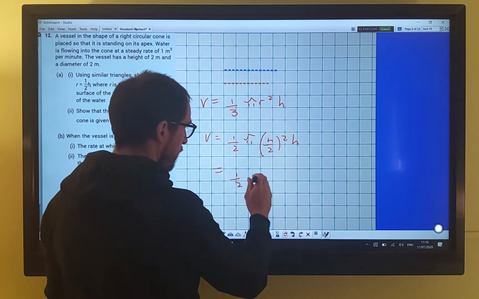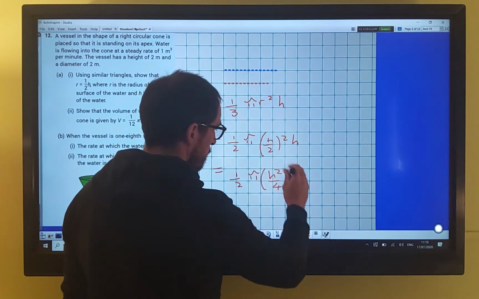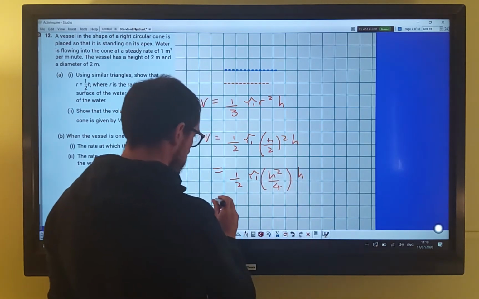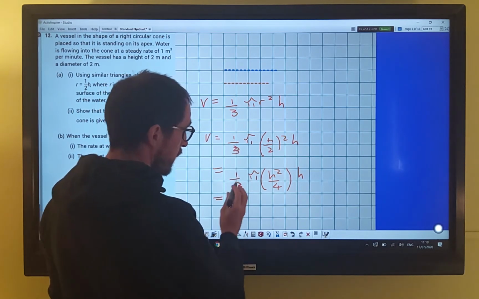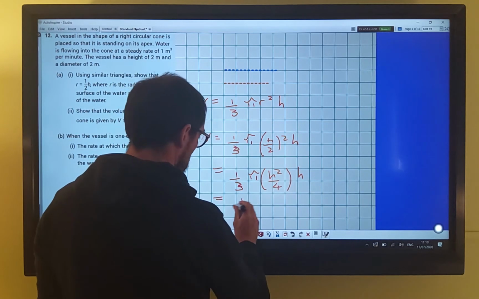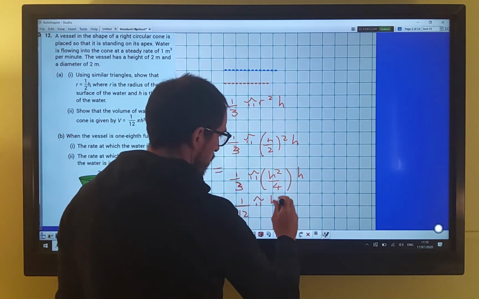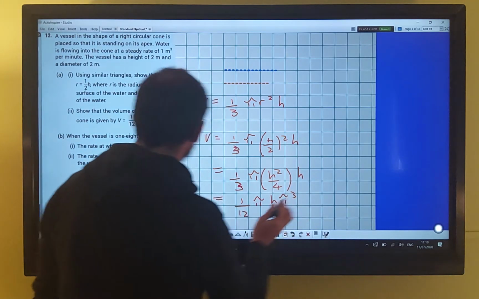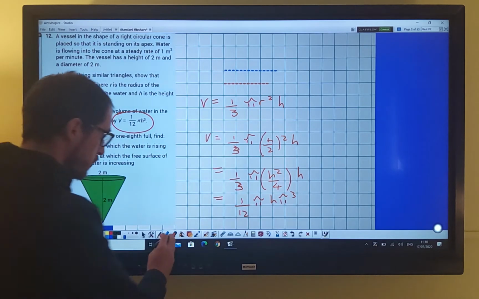Multiplying that out, I get half of pi times h squared over 4 times h. Sorry, it's a third. Half, that's a third. So 1/3 times 1/4 is 1/12. So that's going to give me 12 times pi, h squared times h is h cubed. That's what we're looking for here. Okay, so that's the first part of that question.